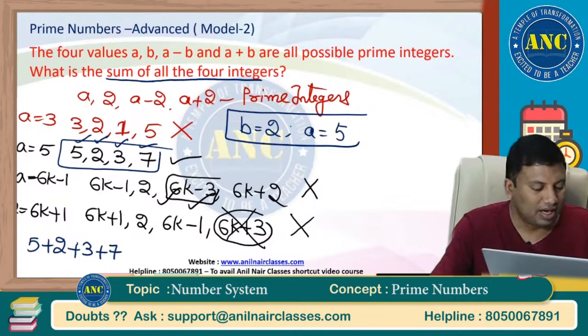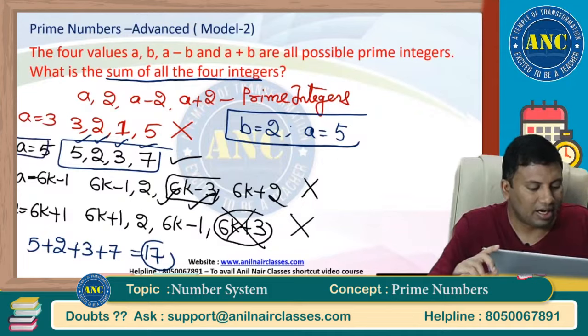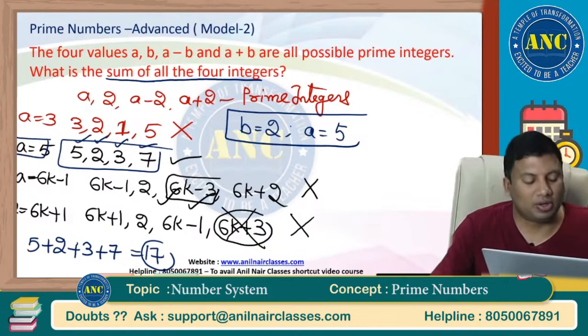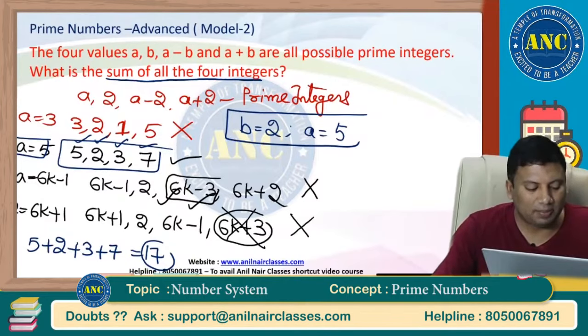I hope the idea is clear. So, answer is nothing but 17. A is 5 and B is 2. 5 comma 2 comma 5 minus 2, 5 plus 2. 5 plus 5, 10, 10 plus 7, 17.